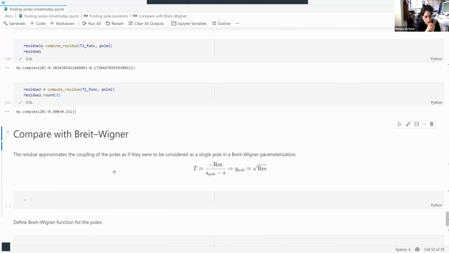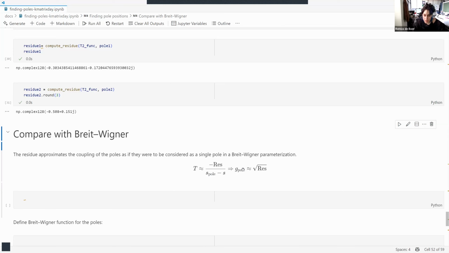Now, what to do with these residues? So Misha, I think, told you before in his lecture that in my case here, the residue approximates the coupling of the poles if they were to be considered as single poles, for example, in a Breit-Wigner parametrization. This I can then verify. So here you can see my T function at the pole position itself is then approximately the residue, so minus the residue, over this denominator here, which is Breit-Wigner parametrization.